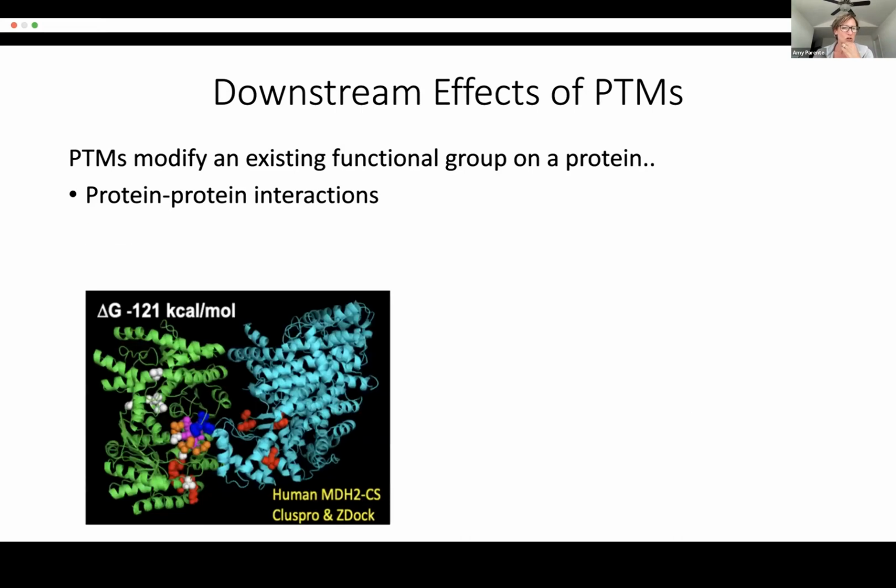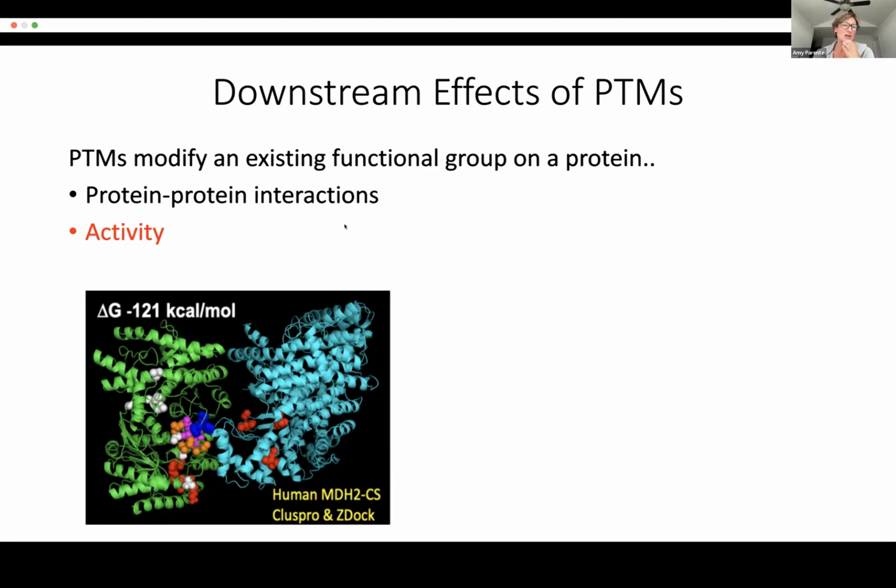But you can look, for example, at the interaction of malate dehydrogenase with citrate synthase, right? These are enzymes that are sequential in a metabolic pathway, so it makes sense for them to interact with one another. And post-translational modification with phosphorylation is known to impact that. And I need to move my little bar there, it was over my words.